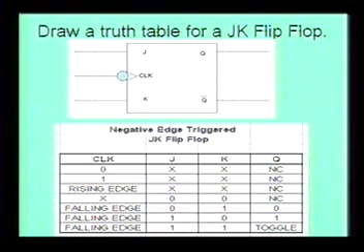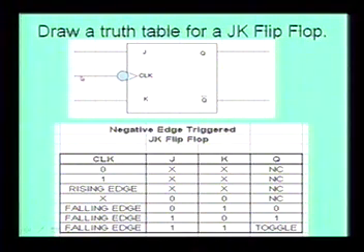Next, I asked you to draw a truth table for a JK flip-flop, and there are different types of JK flip-flops out here. I picked a negative edge triggered JK flip-flop. You can see this little dot, the inversion dot, so that's a negative edge. This little arrow right here is the edge portion of it. So it looks at the falling edge of the pulse. There's a stream of clock pulses coming in here.